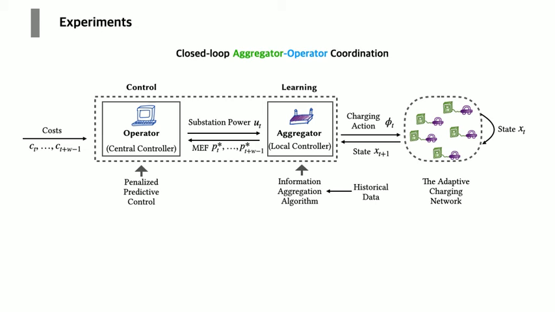This is the workflow of our experiments. We walk through it from right to left. First, the adaptive charging network updates the states at each time by taking a charging action. In real-world implementation, this part will be replaced by real customers. After that, the aggregator uses a model trained by a reinforcement learning algorithm to approximate the MEF, and after getting the MEF and the cost, the system operator uses the penalized predictive control algorithm to get an action of aggregate power u_t and send it to the aggregator. The aggregator then decides the charging actions, and finally, the charging network updates the states, and this process repeats again.